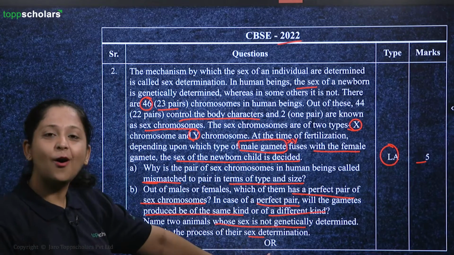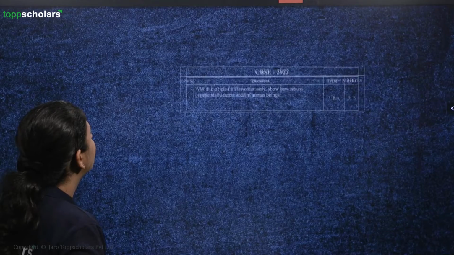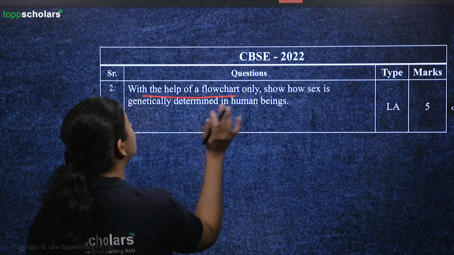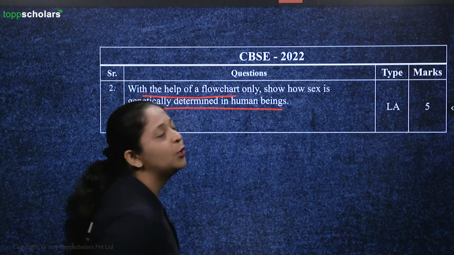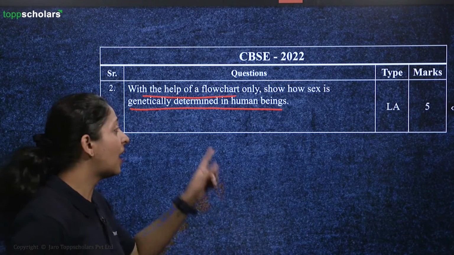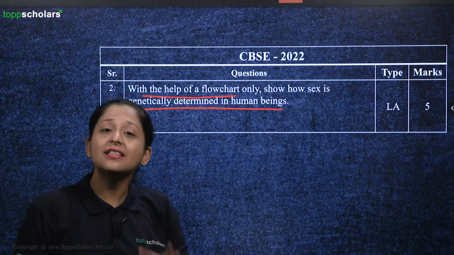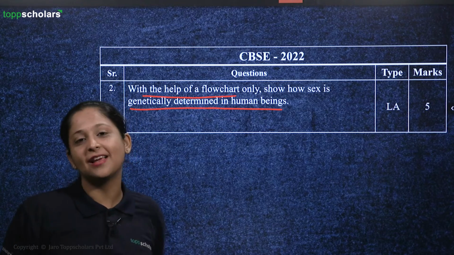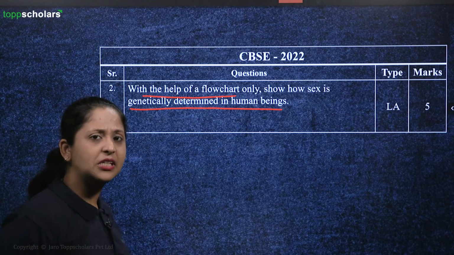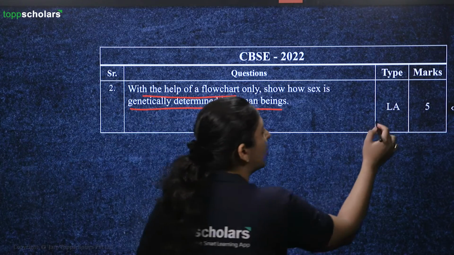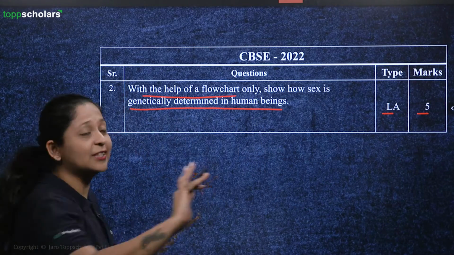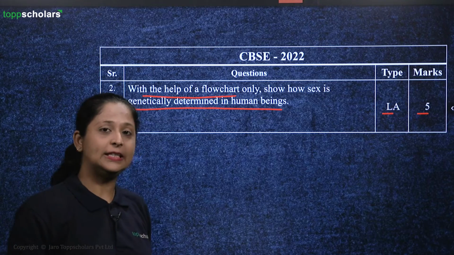Also, you have an option. Let's look at the option here. Or you can state, with the help of a flowchart only, show how sex is genetically determined in humans. If I was supposed to answer that question, I will definitely pick this one. This is even simpler. You can answer it in the form of a Punnett square. It gets really easy, right? It is a long answer question giving you 5 marks, but they are asking you just the sex determination in human beings. Super easy question.